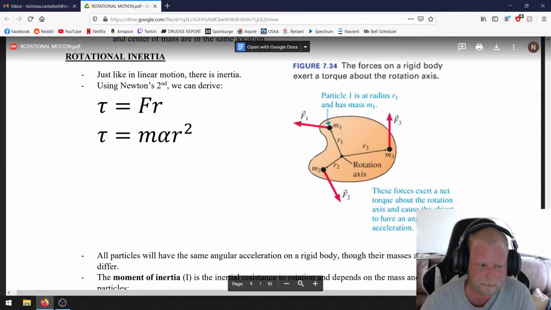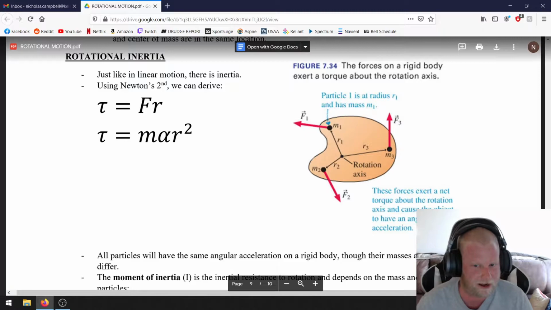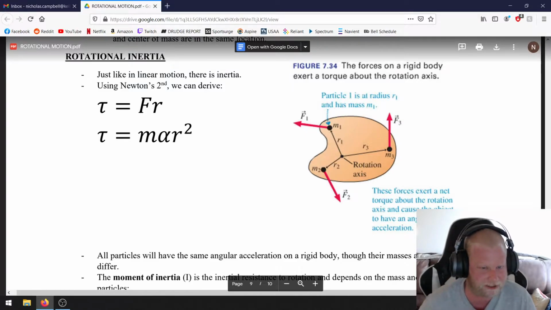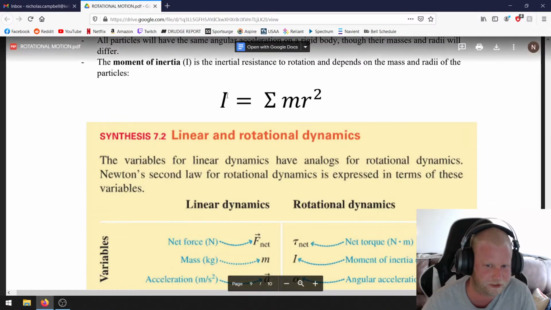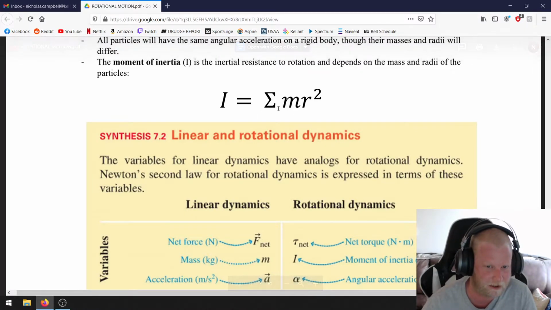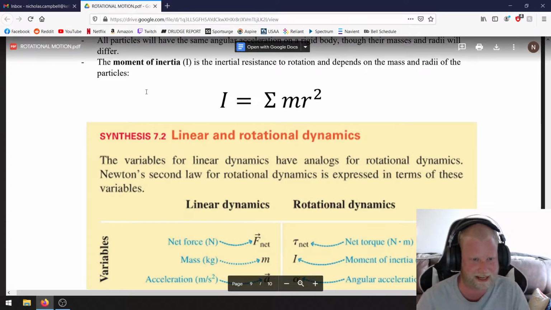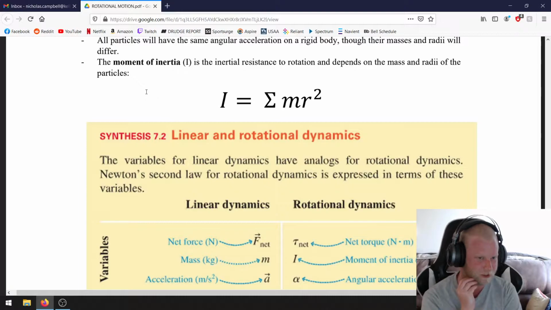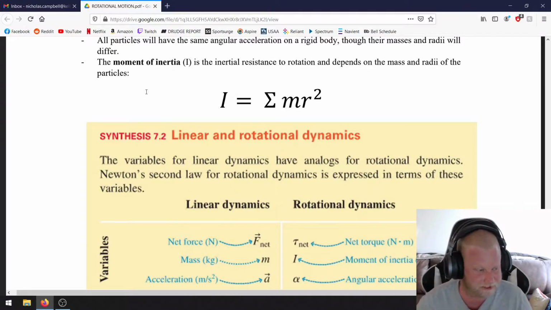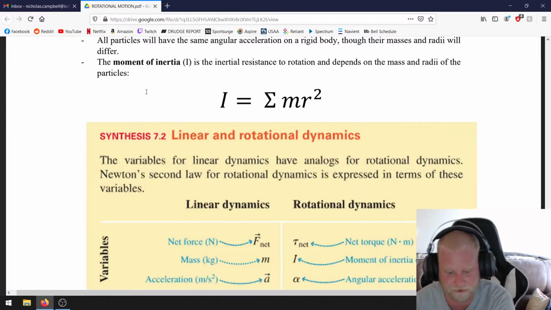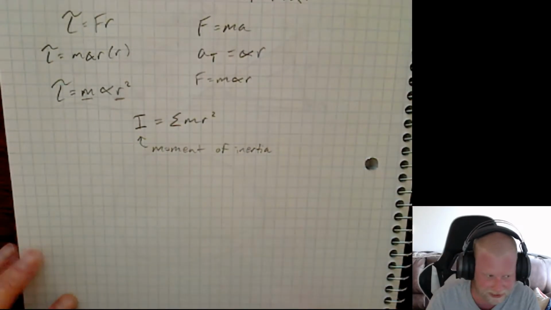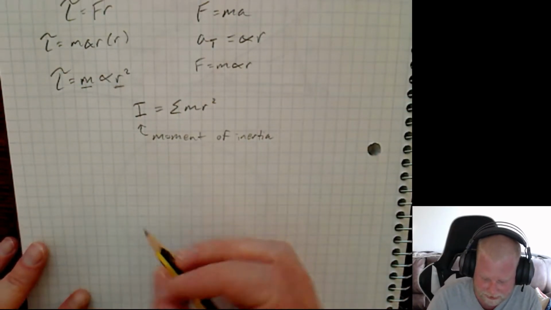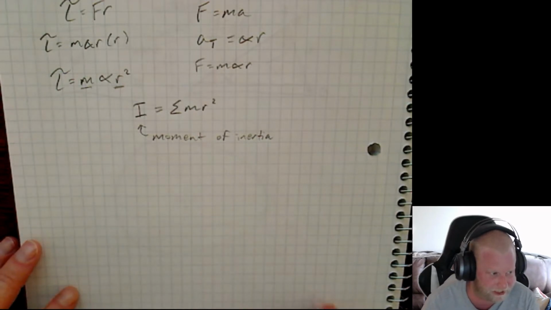Now, typically, actually, no, not just typically, I'm going to throw it out there, you will not have to calculate your moment of inertia. This is going to be something that's given to you. But conceptually, you need to understand that the mass distribution on an object is going to determine the resistance to rotations.